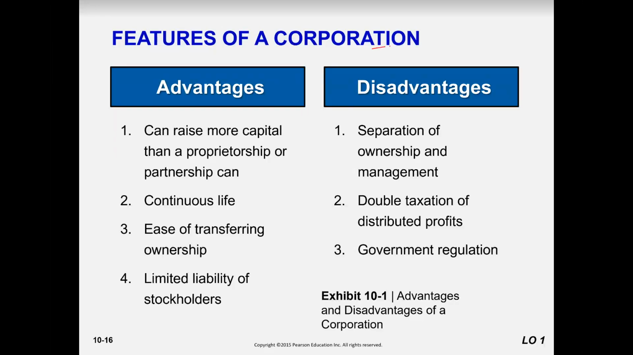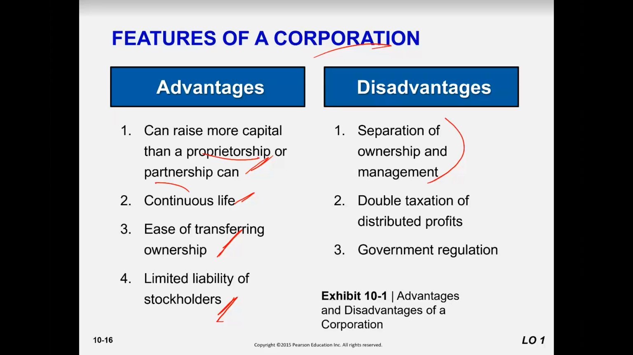The advantage of corporations is you can raise more capital than proprietorship and partnership. It has a continuous life cycle. It means owners can die, but the company cannot die. Why? Because you can transfer the ownership without changing the name of the company. Plus, transferring of ownership is very easy. You just sell your share to somebody else, and it has limited liability.